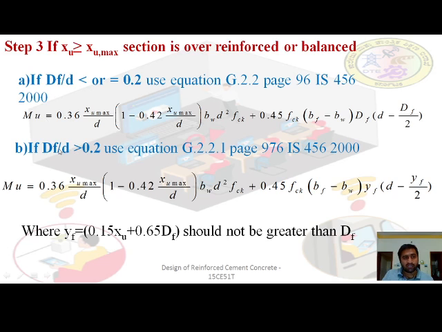If Df by D is greater than 0.2, then what is the difference? This Df is replaced by the yf. We know the formula already for the yf. Wherever the depth of the flange is there, that will be replaced by yf, and this yf is given as 0.15 times Xu plus 0.65 times Df, and it should not be greater than Df. If you calculate this, it should not be greater than the Df.